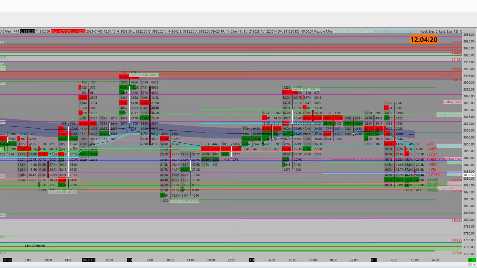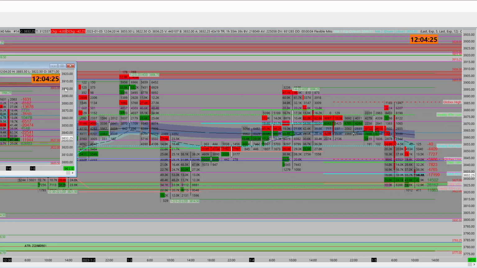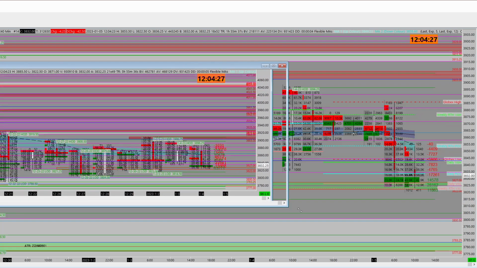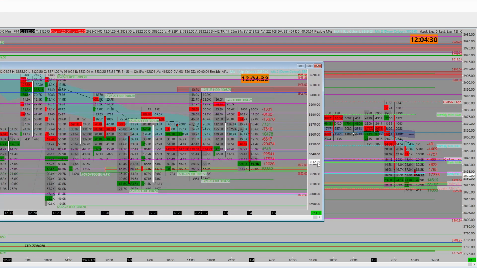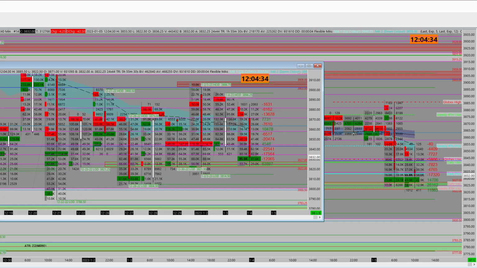Is there anything I'm missing out? What else should we take a look at? How about the daily footprint? There we are. So this is obviously the transaction volume on the day.